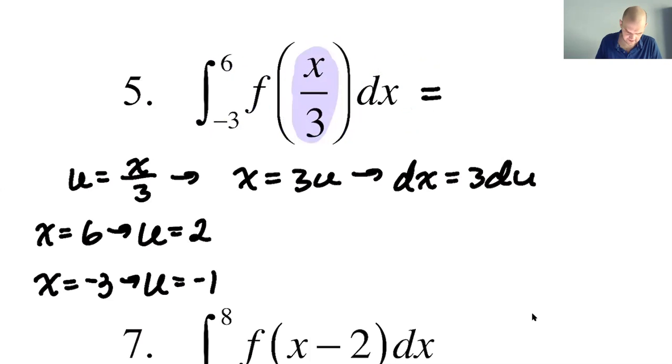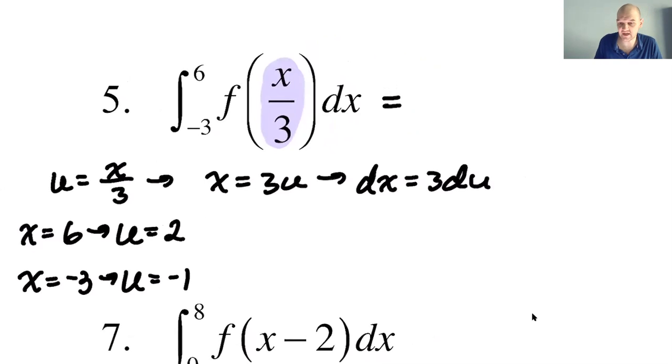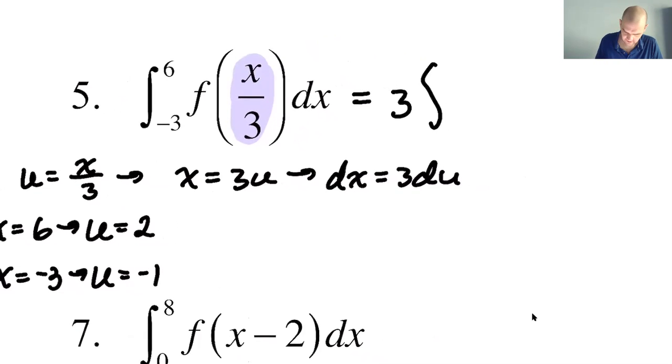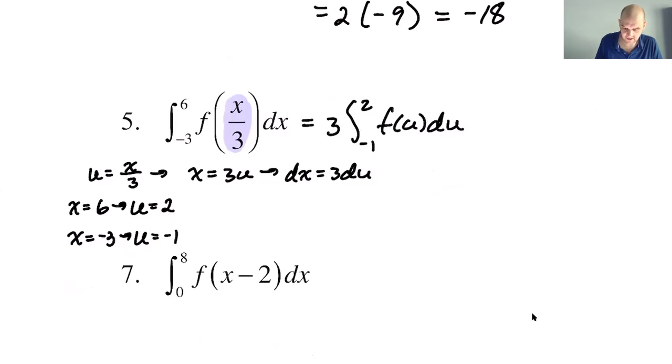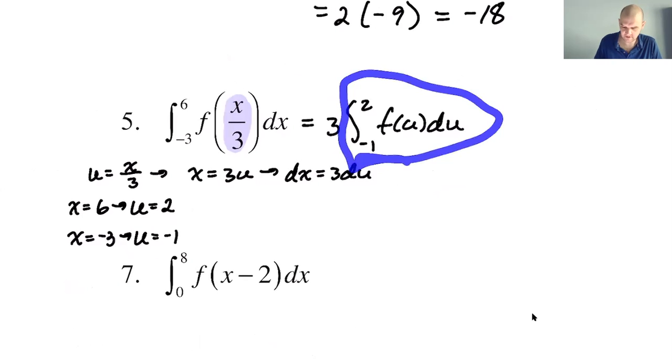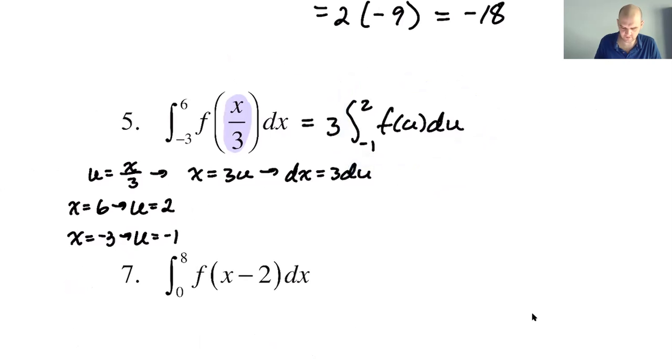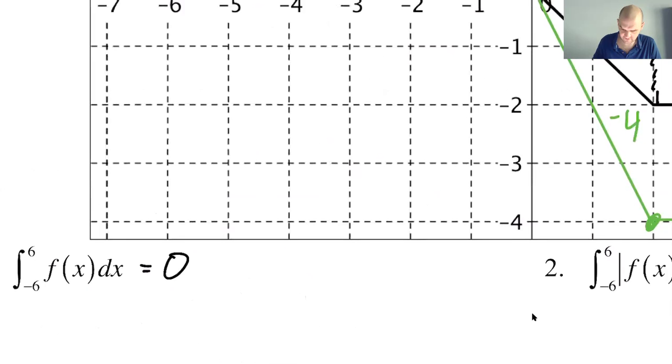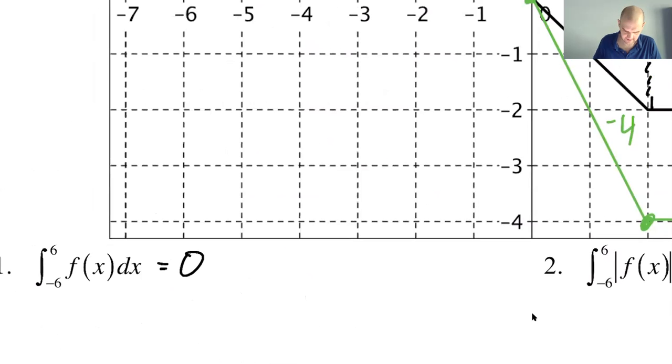So let's rewrite this. I'm going to just use the constant multiple rule right away. That 3 from the du is going to come out. We have a -1 here, we have a 2 here, f of u du. So we go up to the graph, we're going to do this definite integral, -1 to 2, and then we're going to multiply by 3. So let's see if we can do it. What was it? -1 to 2.